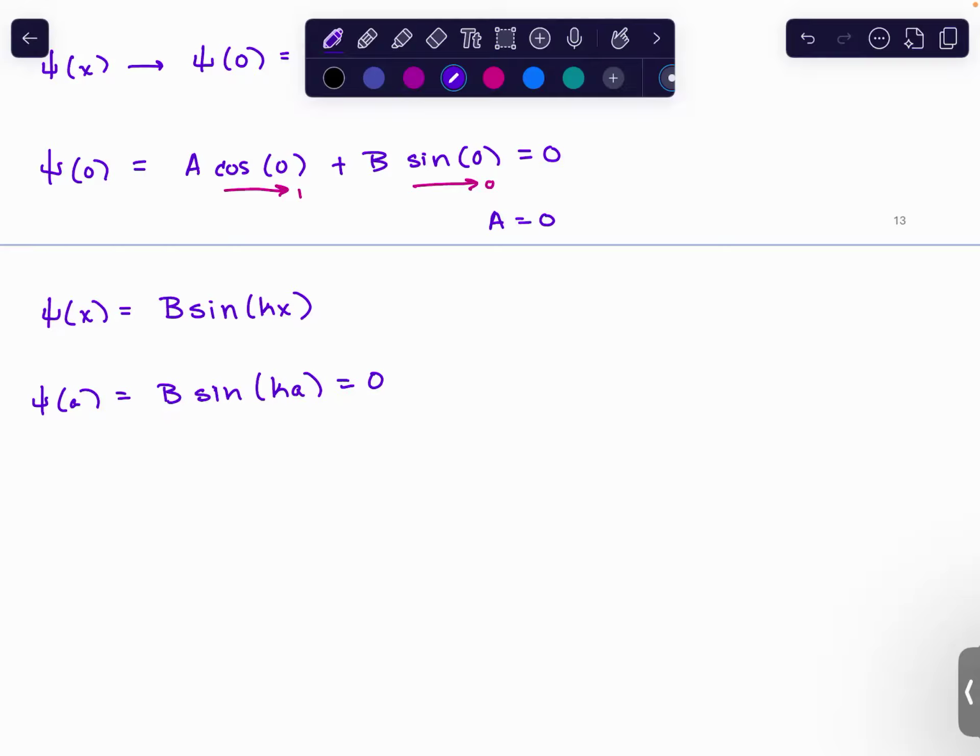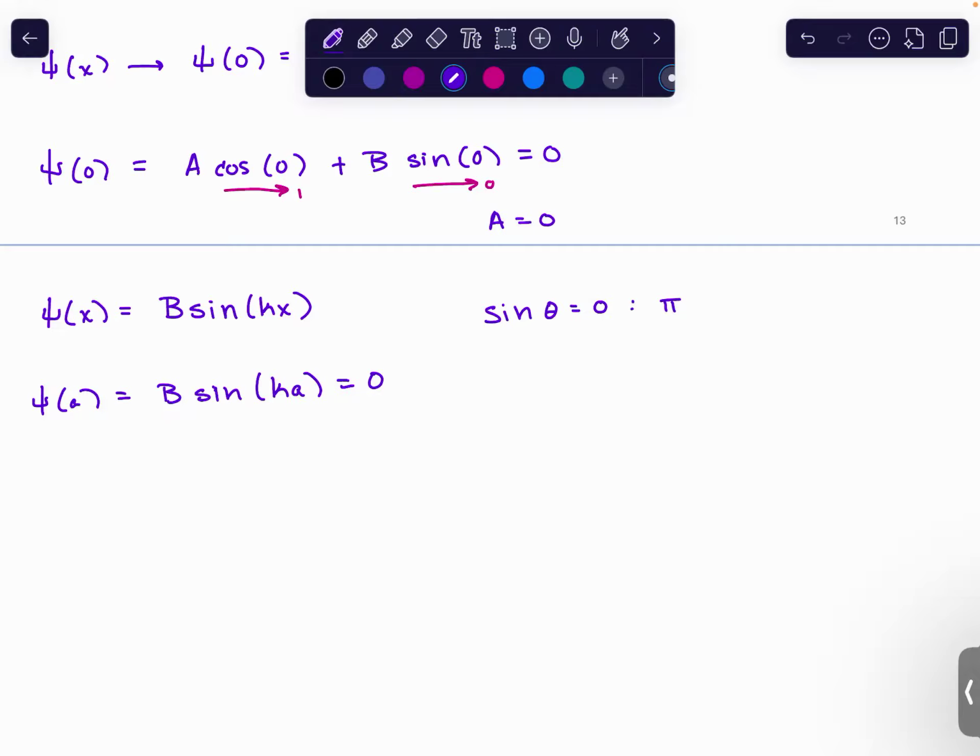But if I want sine to continually yield zeros, where does that happen? Where does sine equal 0? At 0, at pi, then 2 pi, 3 pi. Yeah. So sine of some value equals 0.